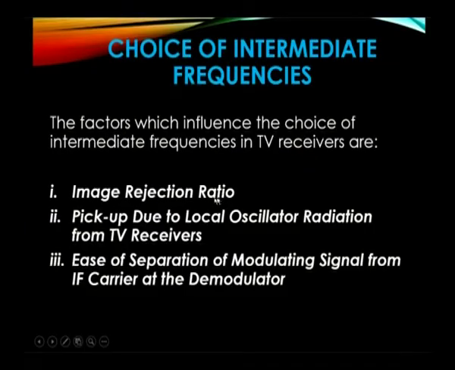Let us see. The very first thing, the image rejection means it is the ratio of the output of a station signal to the output of an image signal. It is the ratio of the output of a station signal to the output of an image signal. This is called an image ratio.